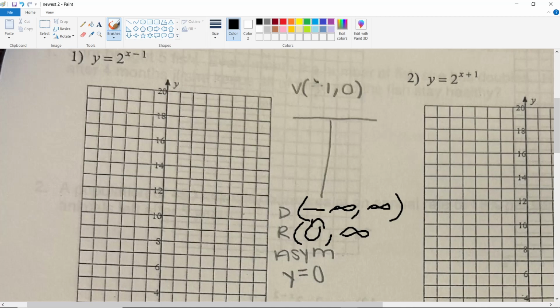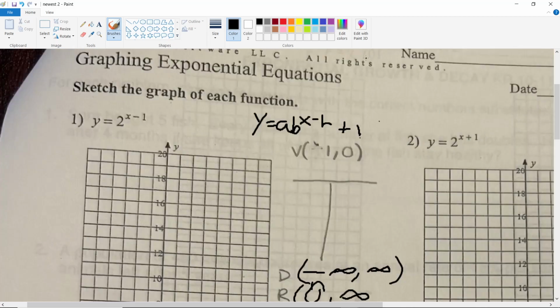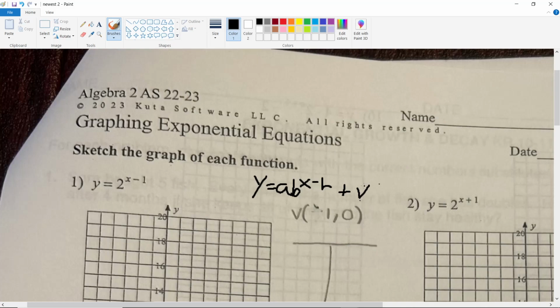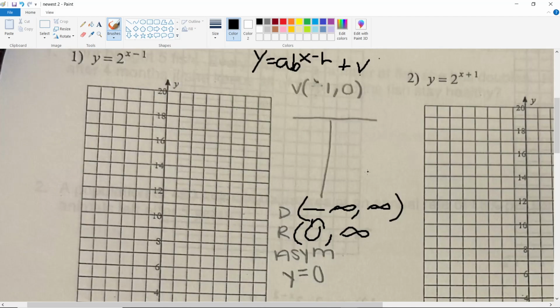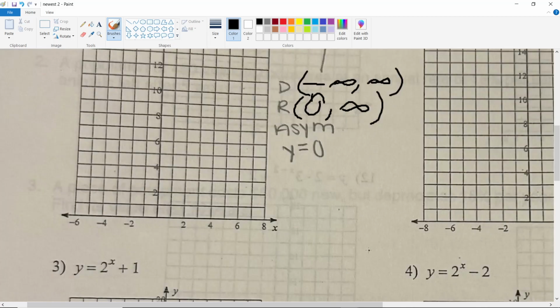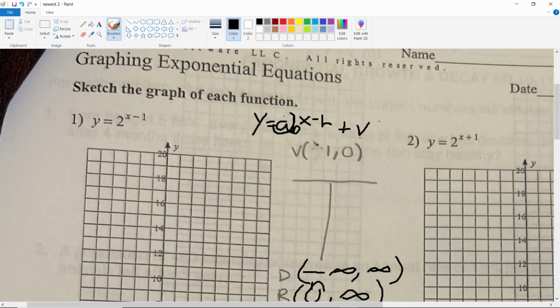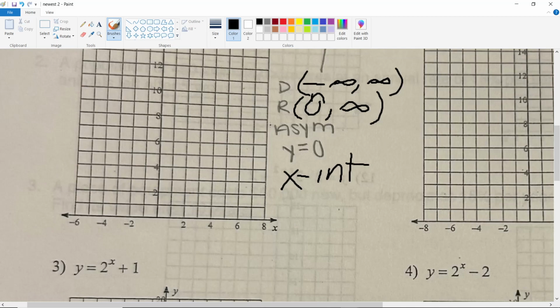And the a, remember, it's y equals a b to the x minus h plus v. Plus v. And so if v is 0, then the asymptote is 0, and the range is 0 to infinity. And I need the x-intercept. Well, if there's an asymptote at y equals 0, and this is right side up, the a is not negative, then there is no x-intercept, none.